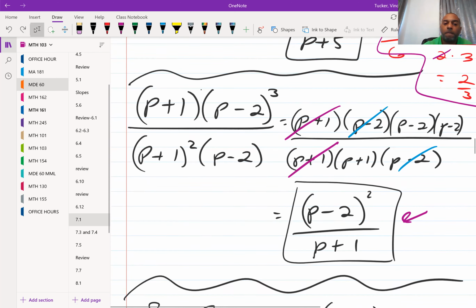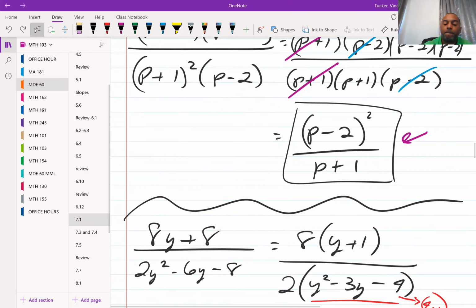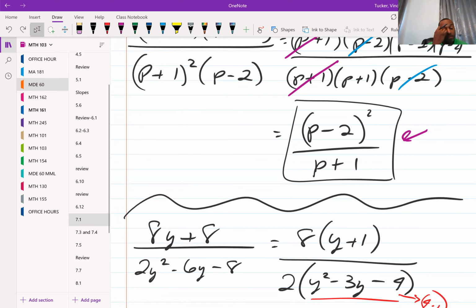Look at the next one. They give us 8y plus 8 over 2y squared minus 6y minus 8. Also, just point out, notice how this depends on your ability to factor. So make sure your factoring skills are straight, so you'll be able to execute the problems.